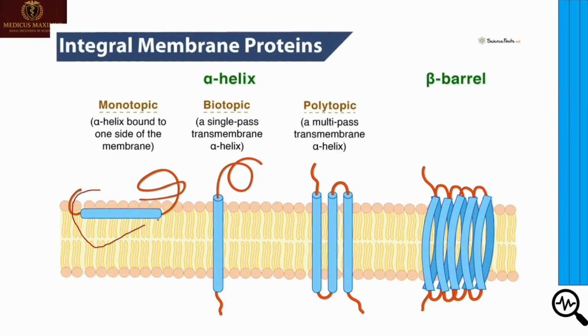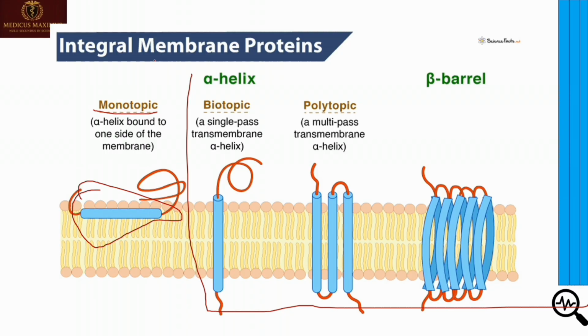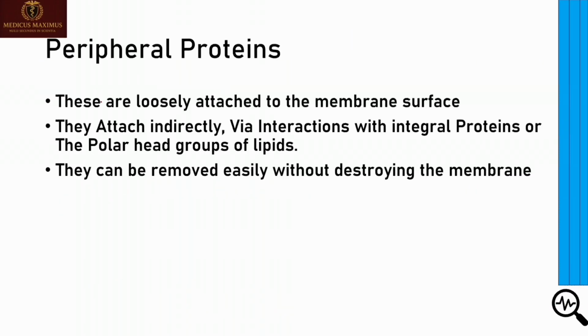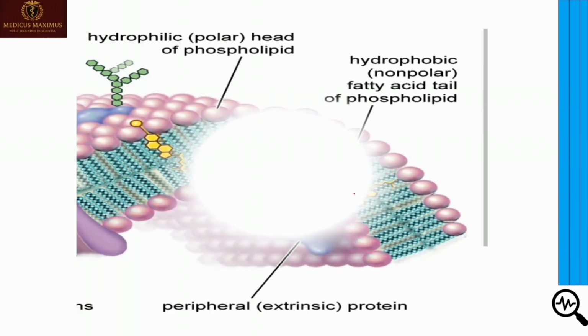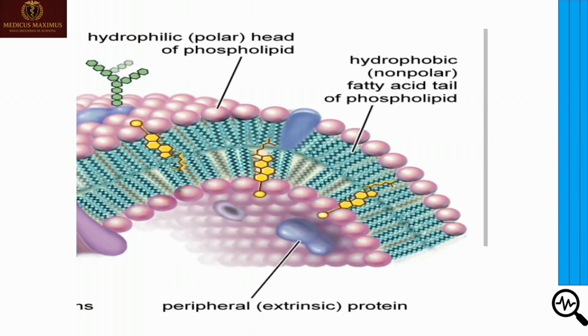Here in this image, you can see that the monotopic integral proteins, which are the intrinsic proteins, span just one side, while all others are transmembrane, spanning the entire layer. Peripheral proteins sit loosely on the inner or outer surface of the membrane. They attach indirectly, usually via interactions with integral proteins or the polar heads of lipids. Because they're not deeply embedded, they can be easily removed without damaging the membrane. Here's the peripheral protein, and as explained earlier, attached to either polar heads or integral proteins.